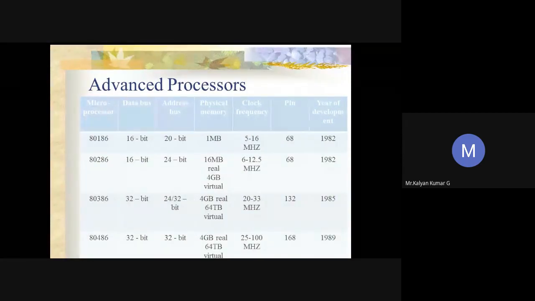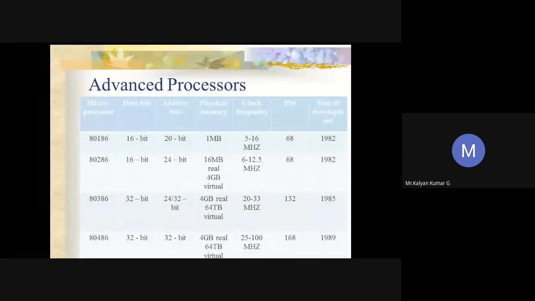So just have a look at it. We are going to discuss these processors: 80186, 80286, 80386, and 486. And there are processors beyond this. Usually after 486, we'll be discussing the Pentium processor also. Okay, the Pentium family comes into existence. You can just have an overview of this. We'll see one by one in detail.